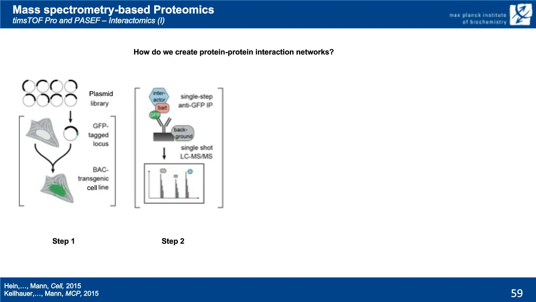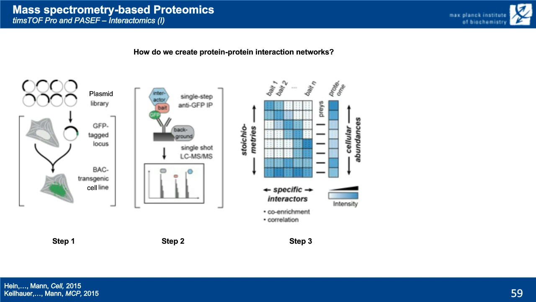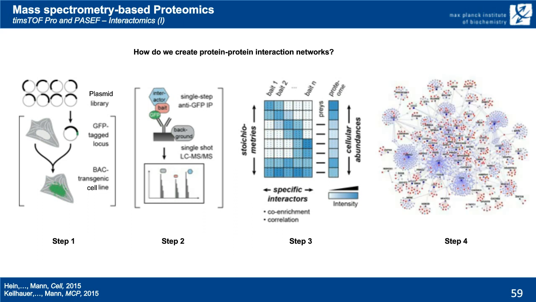which can either be weak or strong interactors are fished out by this immunoprecipitation. And then you perform a sample preparation, do the mass spectrometry on it, and then you do the data analysis to search for specific interactors, for stoichiometries of your complexes, and you can also calculate the cellular abundances of your proteins, but also your complexes, and then you end up with these huge interaction networks.